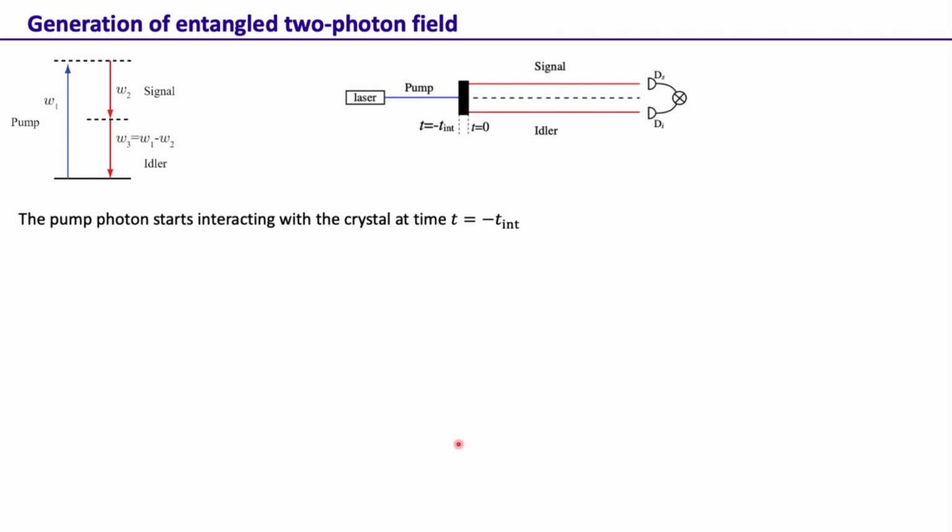So now that we have derived the Hamiltonian, we want to derive the state that gets produced by the parametric down conversion.